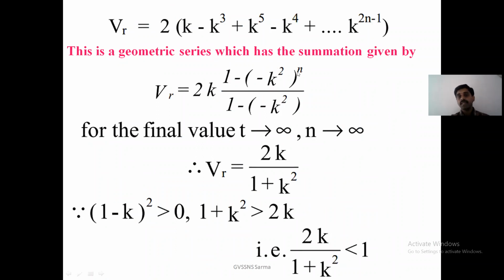You can write the expression like this, a geometric series. For the final value, t tends to infinity, therefore n tends to infinity. If you substitute, VR is equal to 2K by 1 plus K square. This is the reflected voltage when n tends to infinity, after an infinite number of reflections. Anyway, you know that 1 minus K square is greater than 0, so 1 plus K square is greater than 2K. Therefore, you can write 2K by 1 plus K square is less than 1.